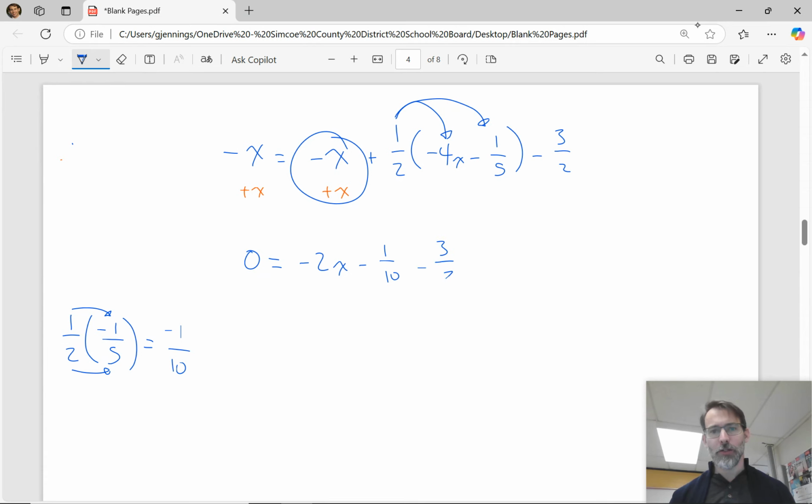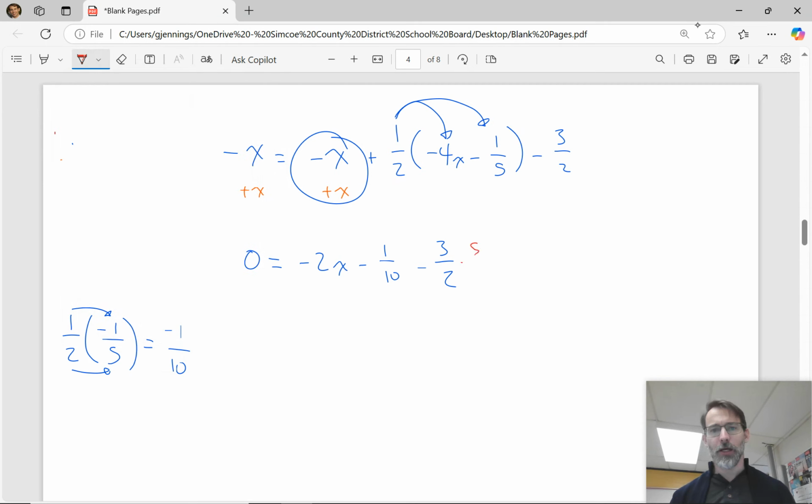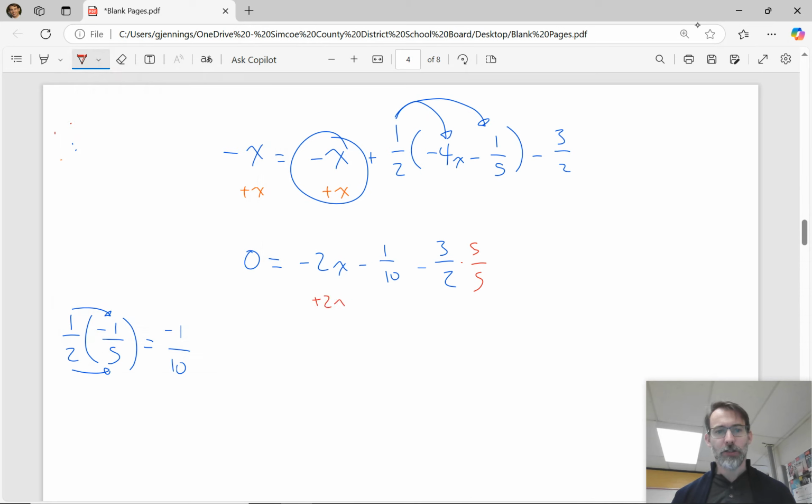Minus 3 on 2. But I might as well start preparing my common denominator there, which I can get by multiplying that top and bottom by 5. So then I get this new line. Let's also, while we're at it, add 2x to both sides so that we get our x away from our numbers. 2x is equal to minus 1 tenth, sorry, minus 15 on 10. So 2x is equal to minus 16 on 10.